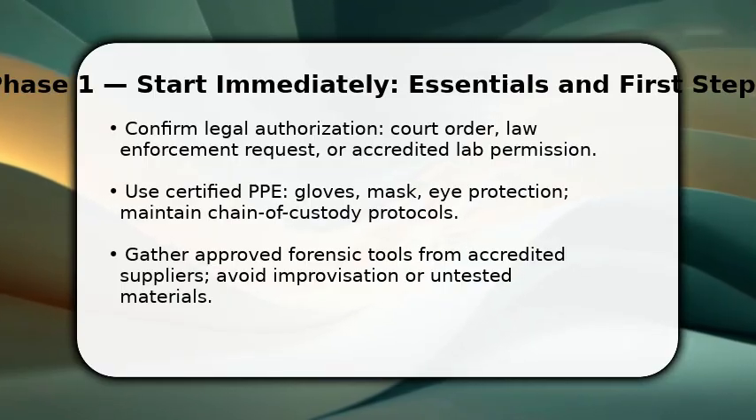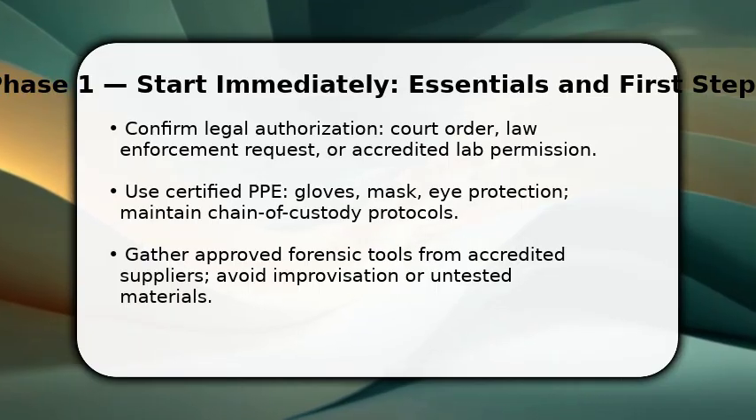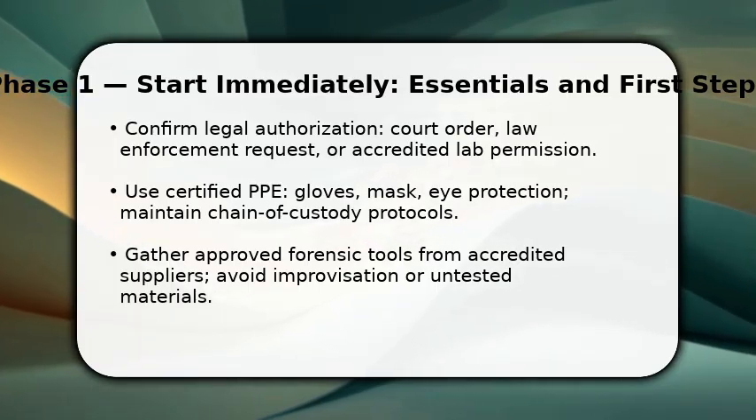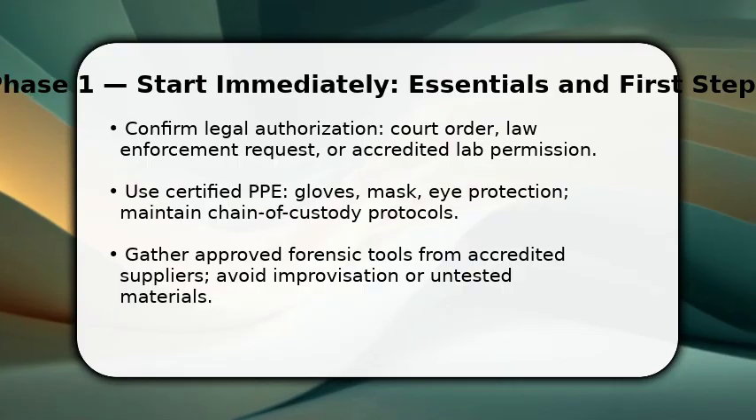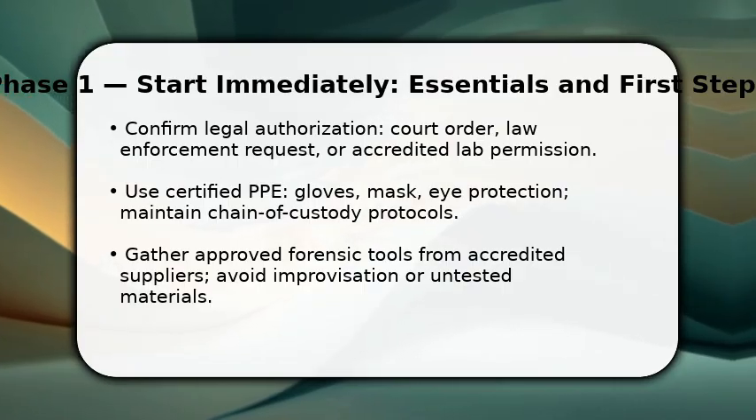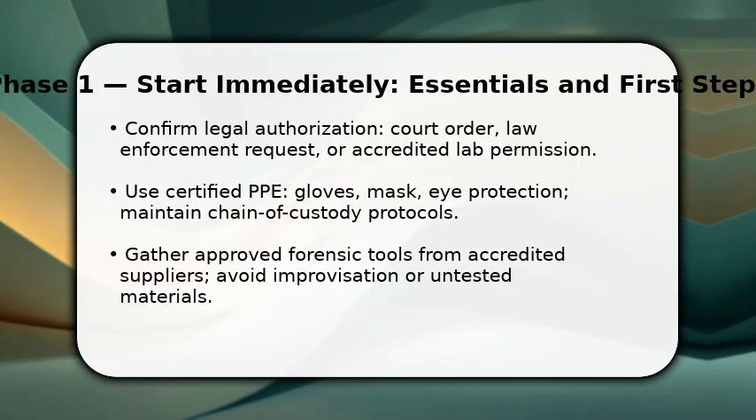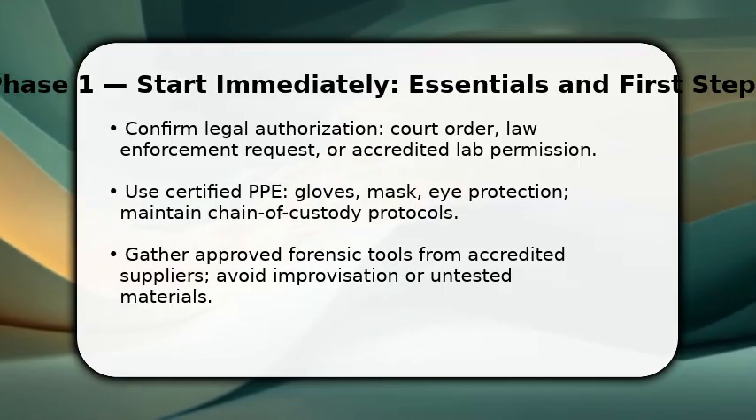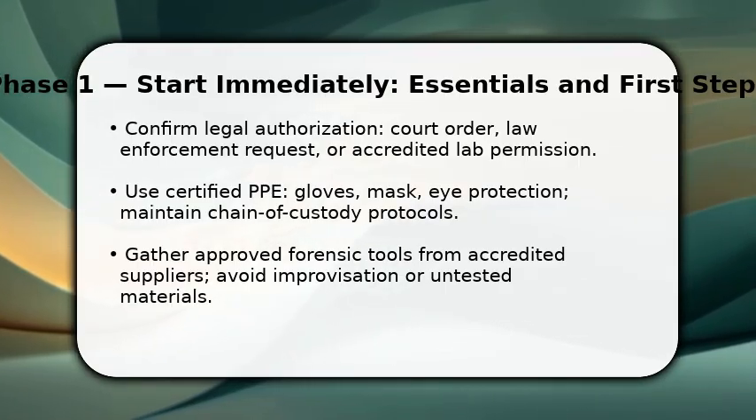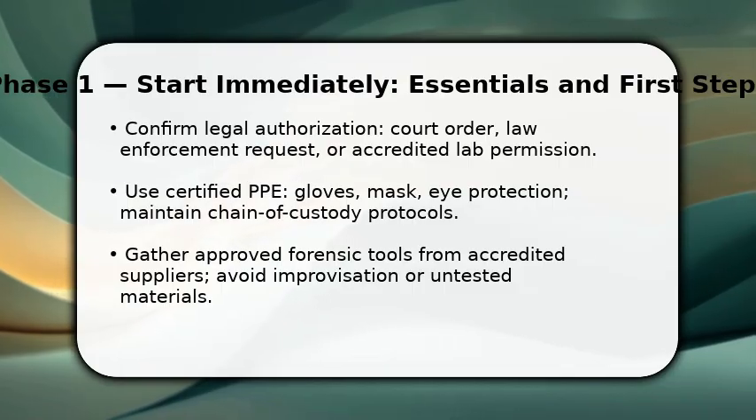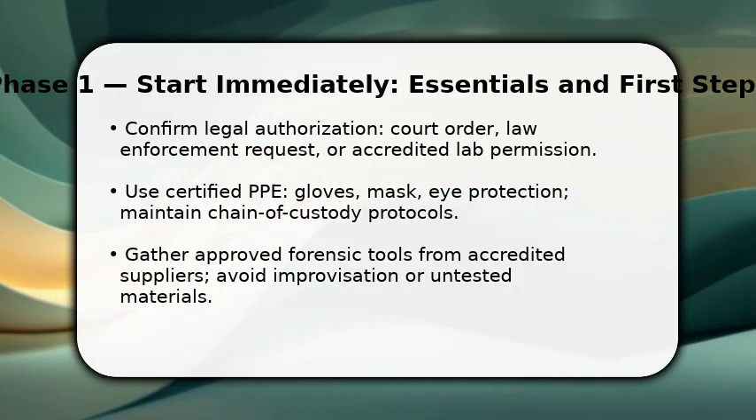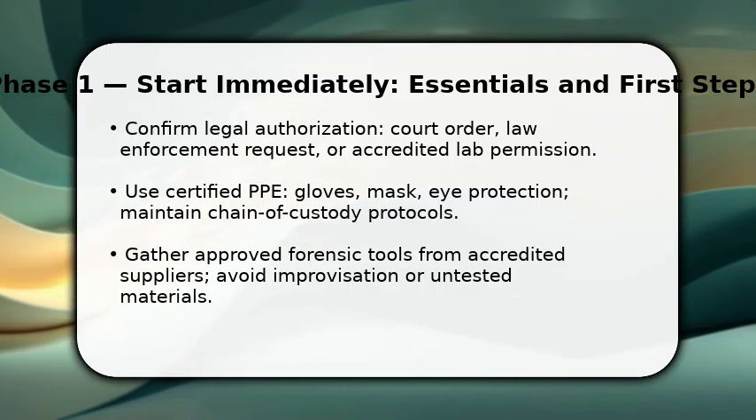You must start by confirming legal authority and safety. This is non-negotiable. Once you have documented permission, make sure to use certified personal protective equipment and follow chain of custody rules. You will also rely only on laboratory-grade materials obtained through accredited suppliers. This prevents contamination and preserves probative value.